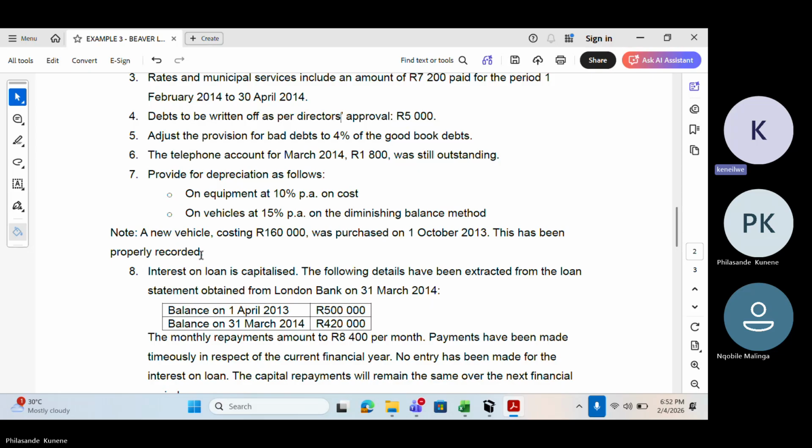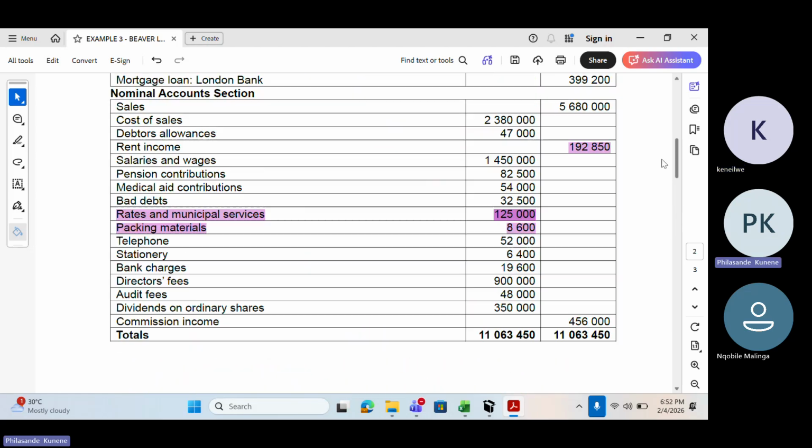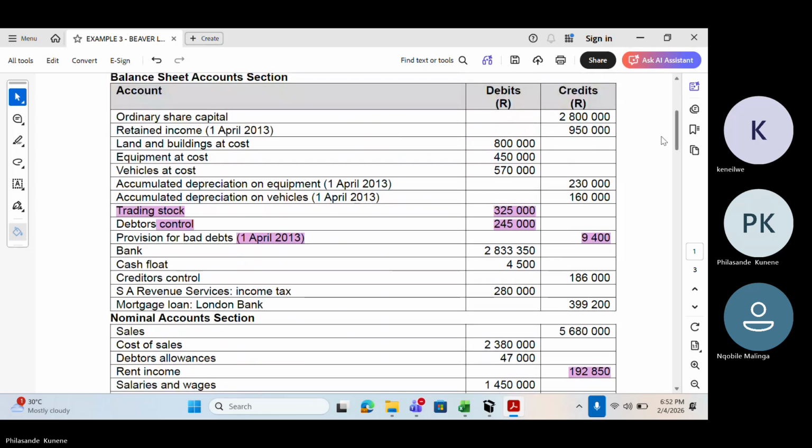We'll start with equipment, right? Yeah. Okay, so what do we do with equipment? We go to the trial balance. Okay, let's go to the trial balance and see.